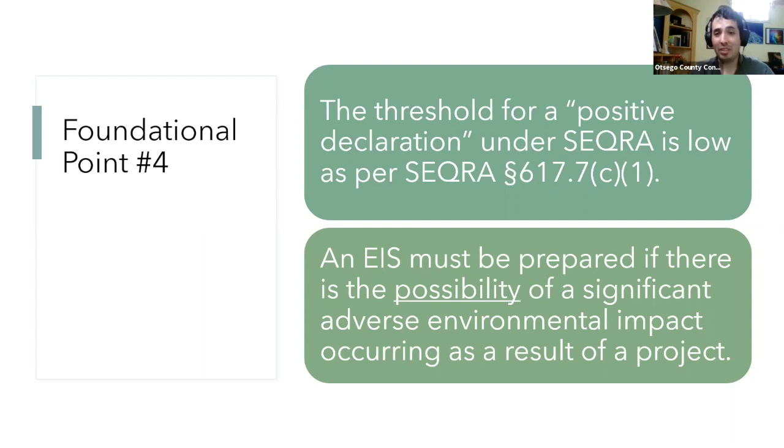And the answer is, an environmental impact statement must be prepared if there is the possibility of a significant adverse environmental impact occurring as a result of a proposed project. And so this doesn't mean that there's a 100% likelihood of an environmental issue or negative environmental impact occurring as a result of a proposed project. It's just the possibility of one occurring. And so this is known as the low threshold under SEQRA. And so it's established in the following case.